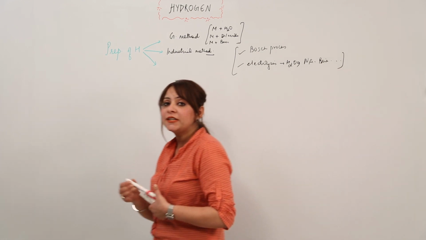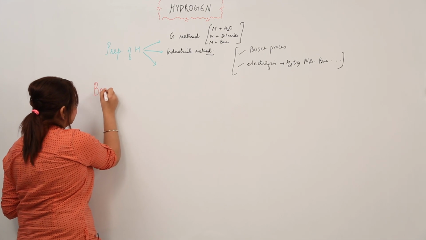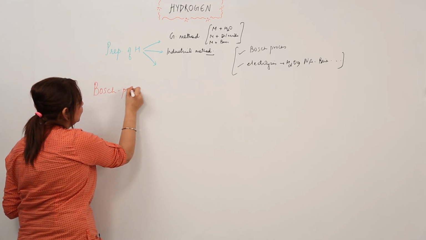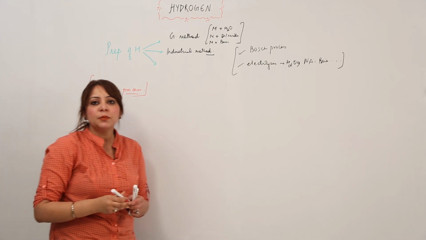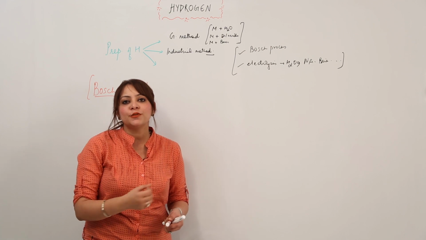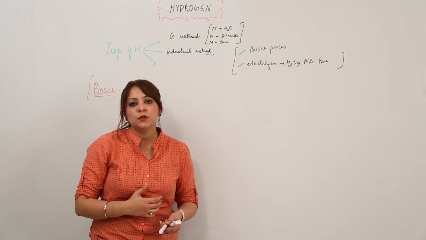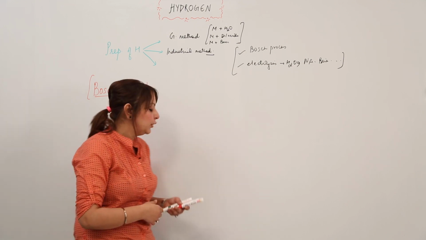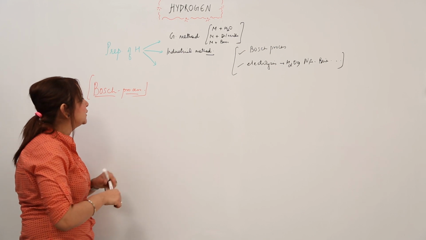Starting with the first method of industrial preparation, that is the Bosch process. This is one of the most important processes. If you get a question related to the industrial process, there is an 80% chance that you get the preparation, that is the Bosch process. That is very important and you will study it in higher standards as well. So just look at the board carefully. By the Bosch process, how is hydrogen being prepared?